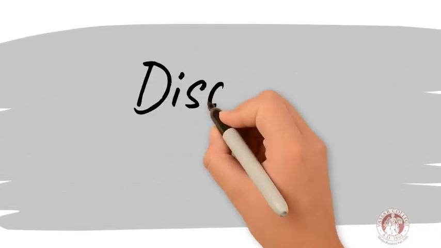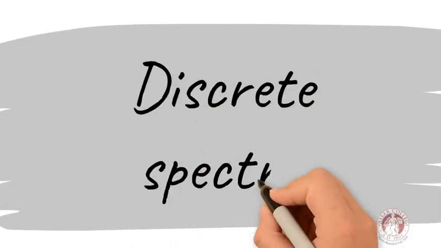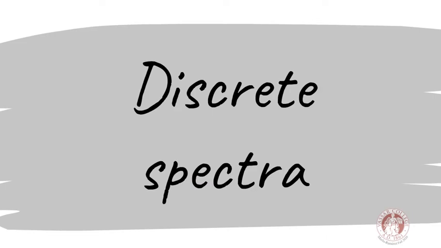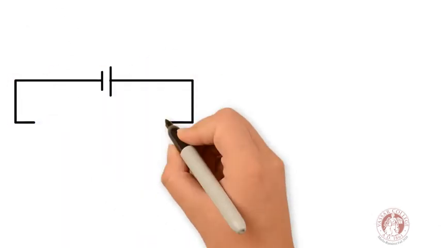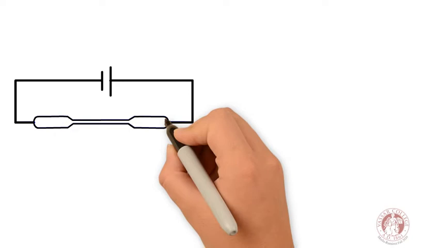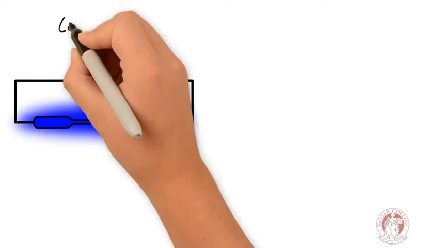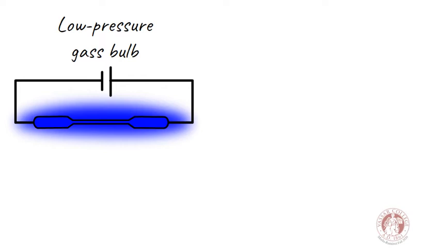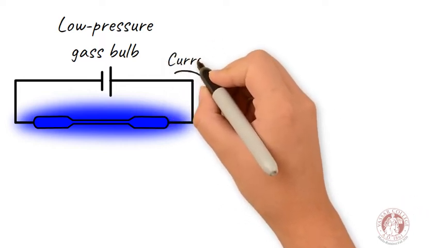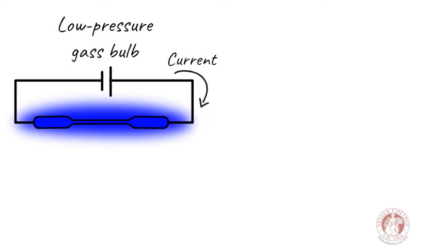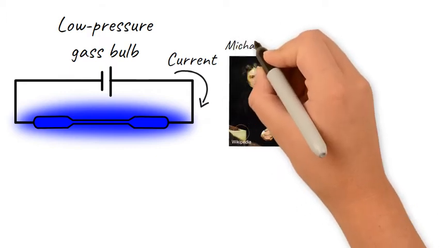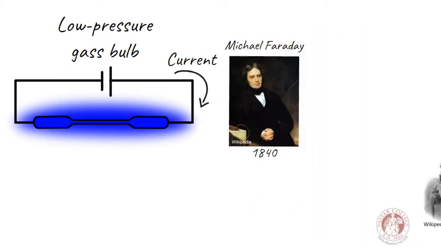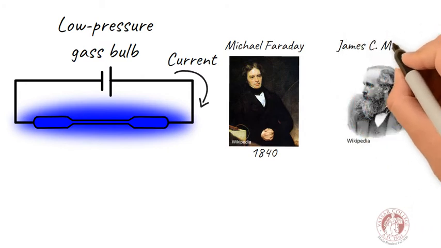In this video, we will explore the discrete spectra and the models that predict them. At the dawn of the 19th century, it was discovered that a low-pressure gas, filling a glass bulb, glowed when an electric current passed through it. Actually, a first explanation was made in terms of classical electricity and magnetism, as developed by Faraday and Maxwell.